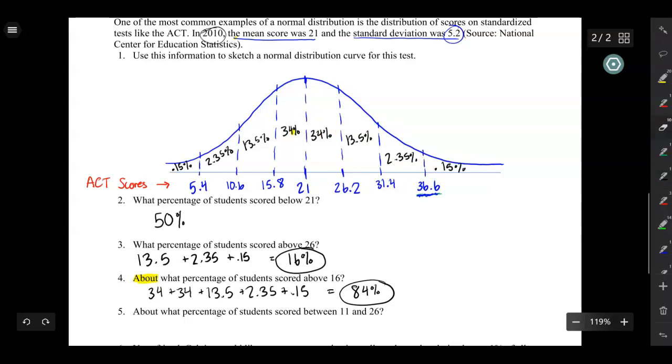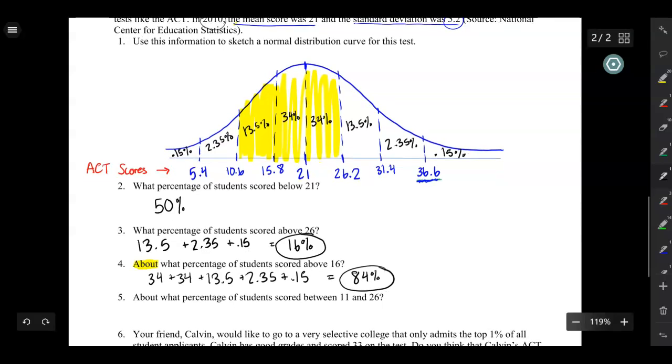Okay, in our next one, we're looking at about what percent of students scored between an 11 and a 26. So I'm going to find on the x-axis of my graph where's 11? Well, 10.6 is about 11, so that's my starting place. And I want to go all the way until I hit 26. So how many kids are between 11 and 26? It looks like it's just that chunk right there, those that are between 10.6 and 26.2 on our normal curve up there.